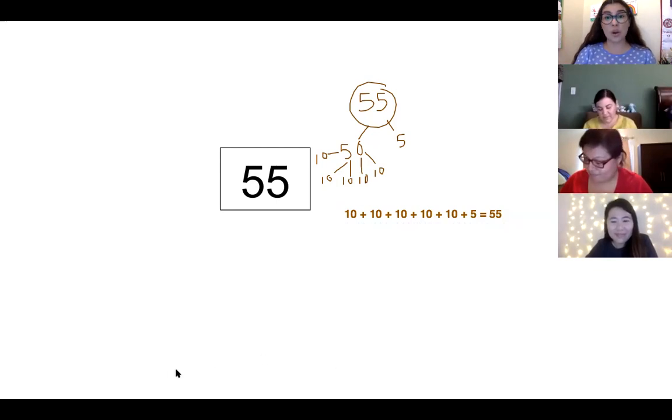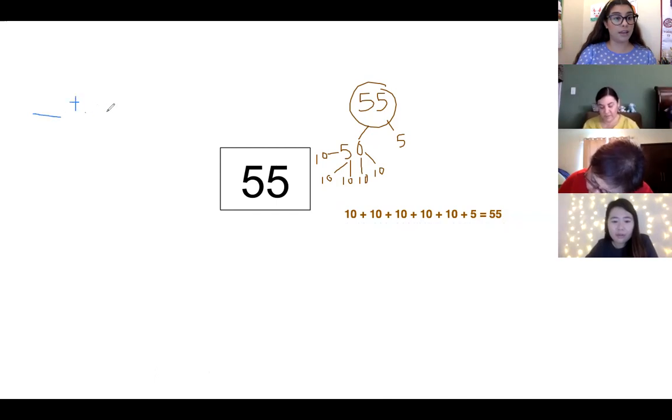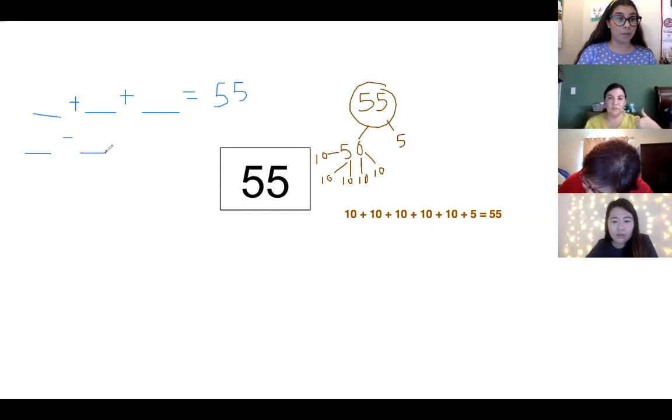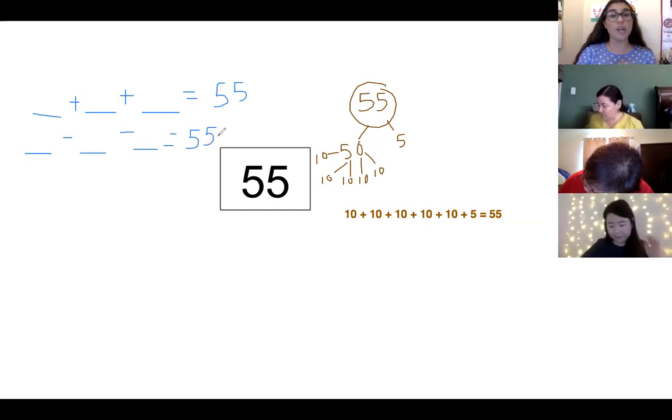So remember, friends at home, we're trying to use 3 numbers. So what it would look like is we can have either an addition sentence, a number plus another number plus a different number is going to give us 55. Or we can have subtraction, right? A number minus another number minus a third number is going to give us 55. But we need to make sure that we're making 55. That's our total or our difference.